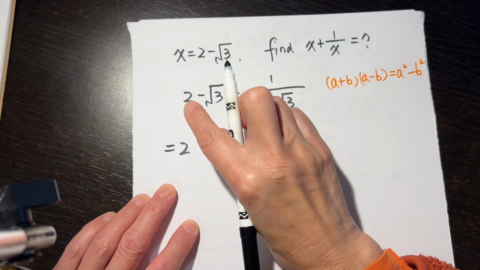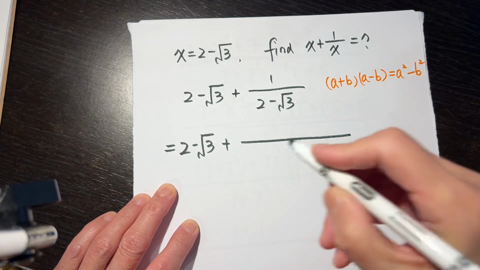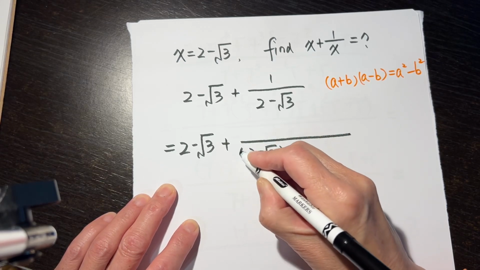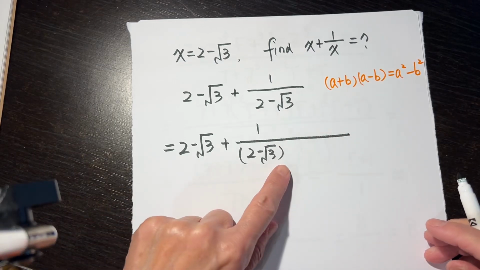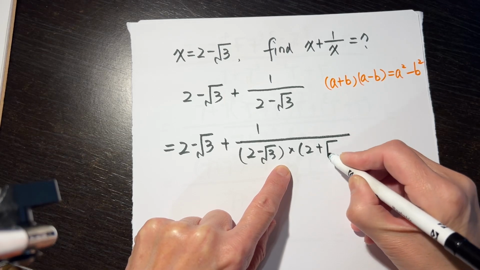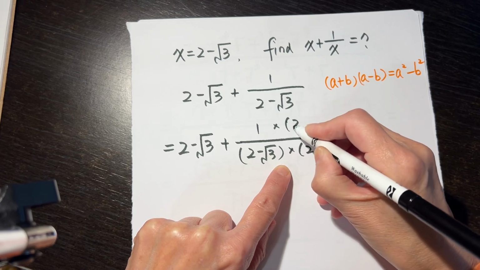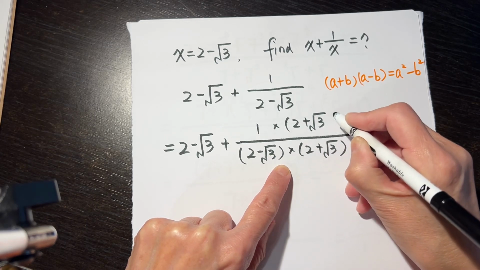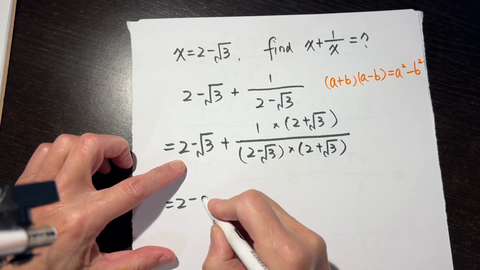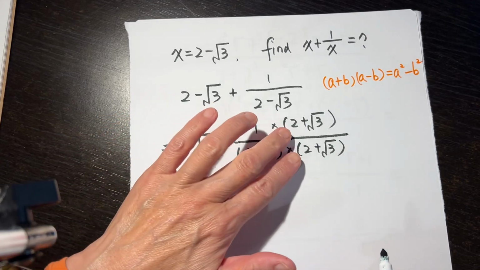So equal to the first number, we copy it, plus 1 over 2 minus root 3. We need to times 2 plus root 3, and on top times 2 plus root 3, right? So copy the same thing, because we didn't do anything on it, we need to work on this part.